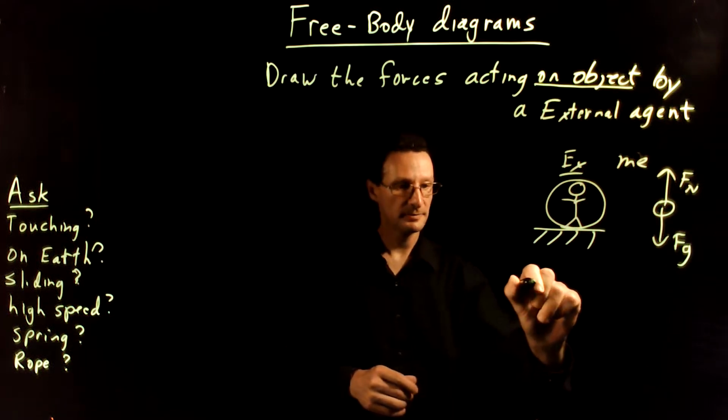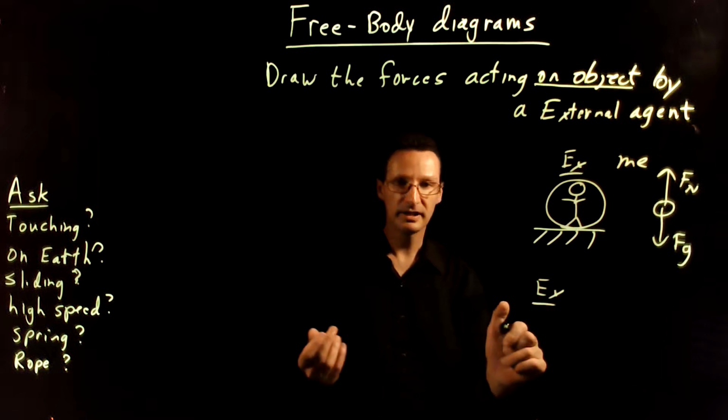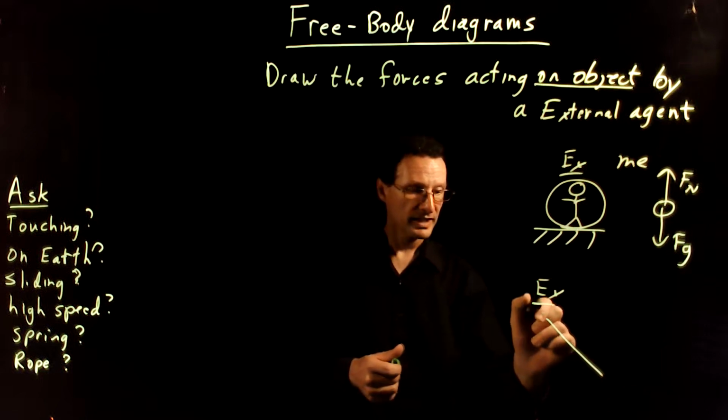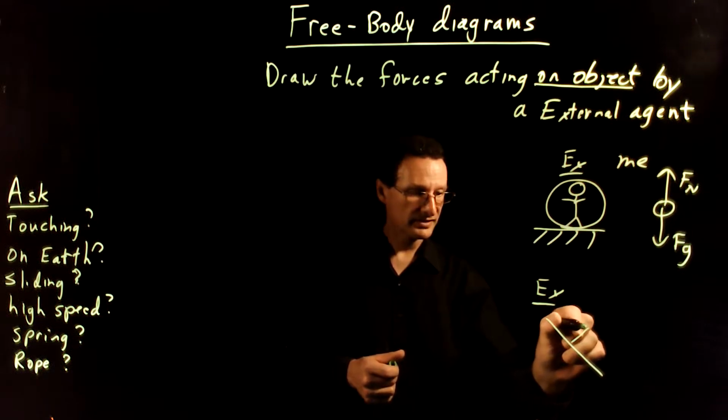Let's do another example. Let's do an example of a skier skiing down a hill at an incline. In this case, I'm just going to draw the skier as a box.